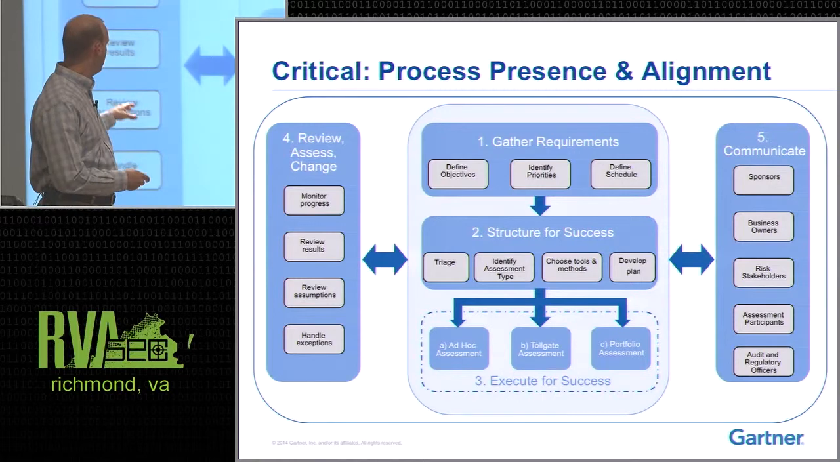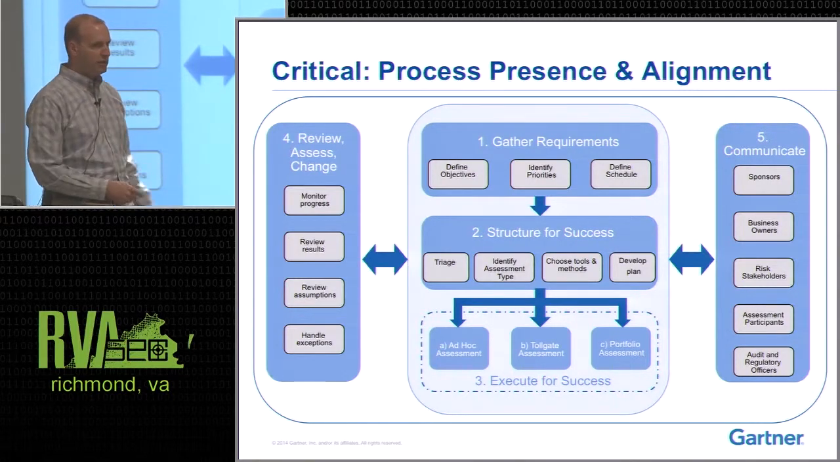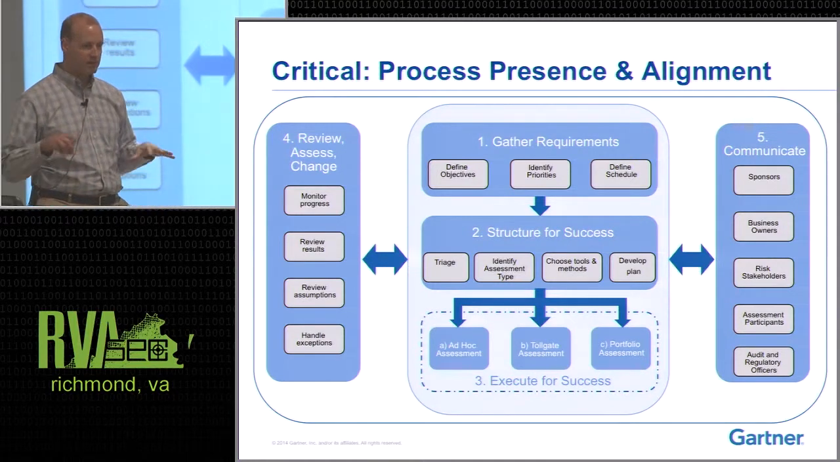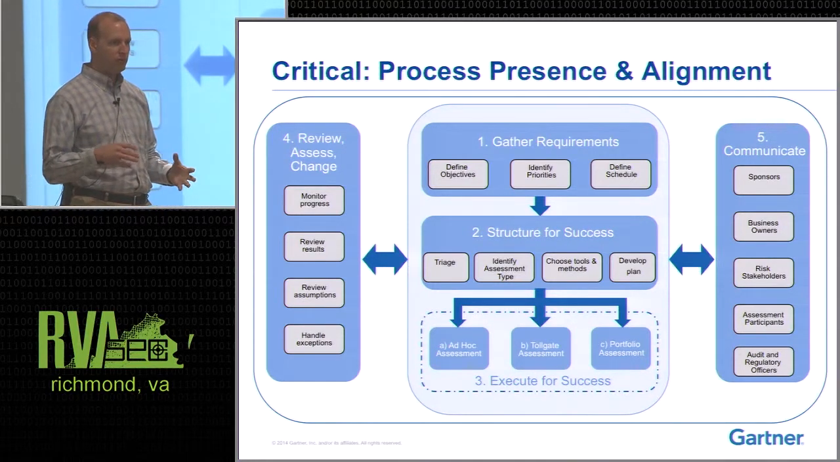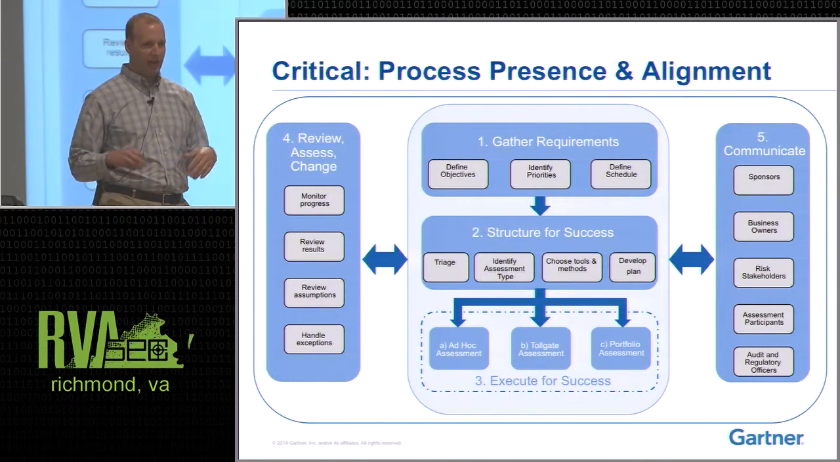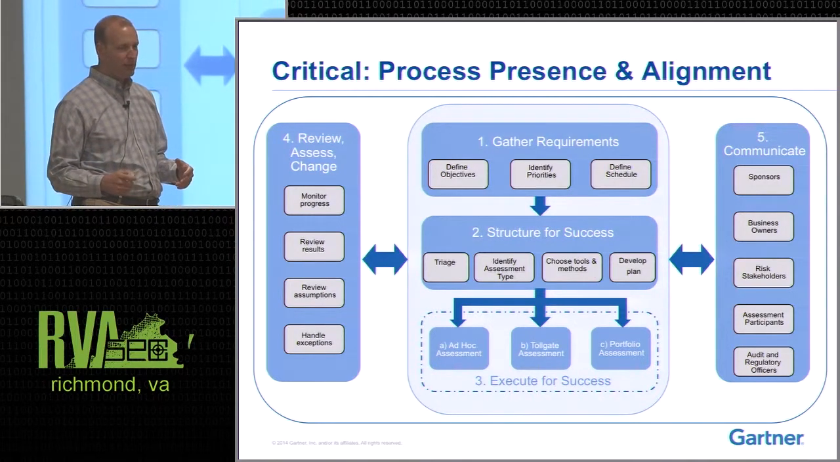And then notice here in our process structure at the bottom, there actually tend to be 3 different types of risk assessments that you will often perform within your organization. What we most often see is this one on the far right here, portfolio assessment. Those are your annual risk assessments. Guess what?